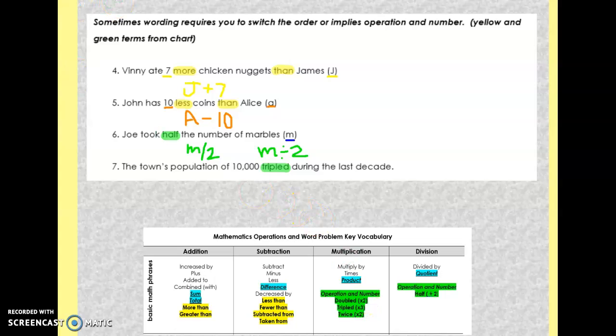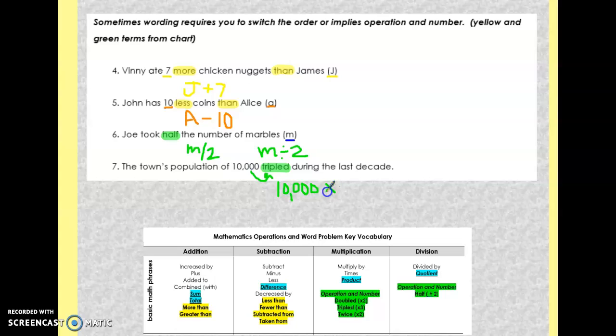And tripled is, again, another one of those words that implies the operation and number. So what are we tripling? If I go back to my problem, the town's population of 10,000 is what is being tripled. So we know that we are multiplying by 3. So we're going to take 10,000 and multiply by 3. Bear with me, guys. This is a little hard to write on the screen. And we're going to multiply by 3.